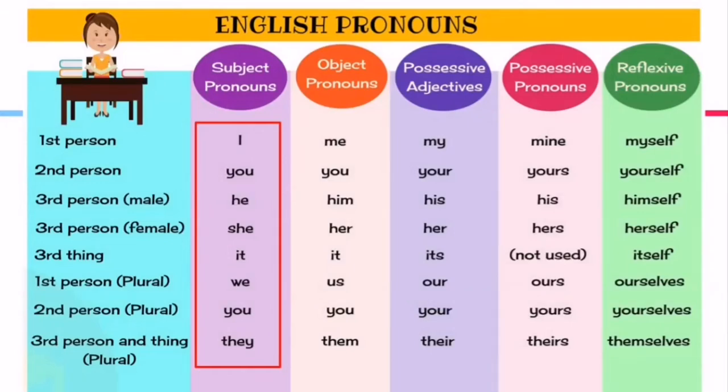Now, English pronouns. As you know, in English you have subject pronouns, object pronouns, possessive adjectives, possessive pronouns, reflexive pronouns. But this week we check subject pronouns. I, you, he, she, it, we, you, and they. And remember, he, she, and it refer to third person. He, male, she, female, and it refers to things or animals.